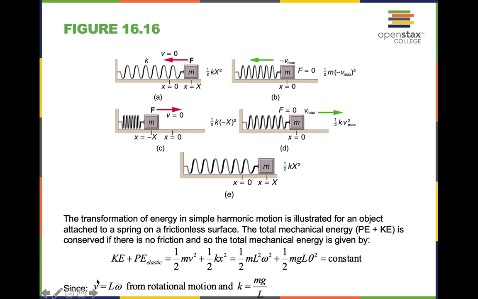But here we're saying that our v is equal to L omega for rotational motion, and that k is mg over L. So this is your k. This is how you get your mgL, and you have your v here, so you have L squared omega squared right there as well.